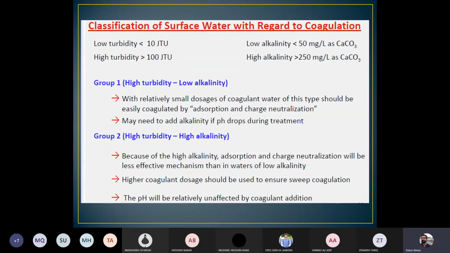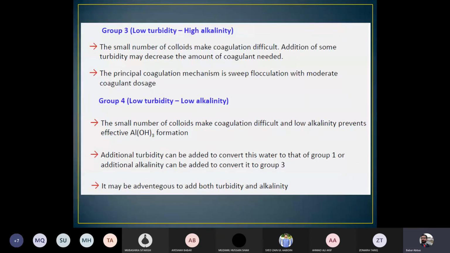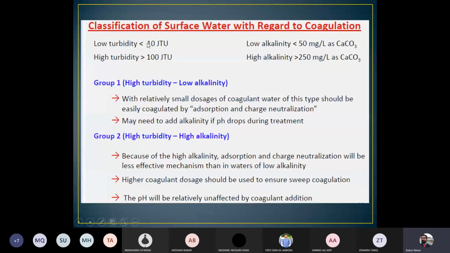because the coagulant causes the pH to vary a little bit. Then comes group 3, low turbidity and high alkalinity.